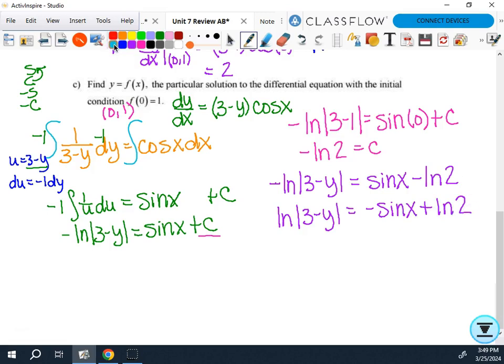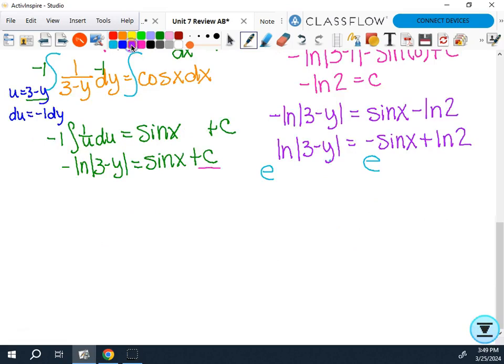So now, again, I want to get this out of the natural log, so I'm going to make e the base, and those are going to be my exponents now. So that means this gives me the absolute value of 3 minus y equals e to the negative sine x times e to the natural log of 2. Because remember, same bases, you're adding the exponents there.